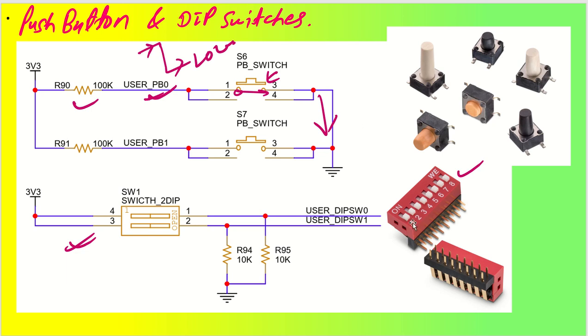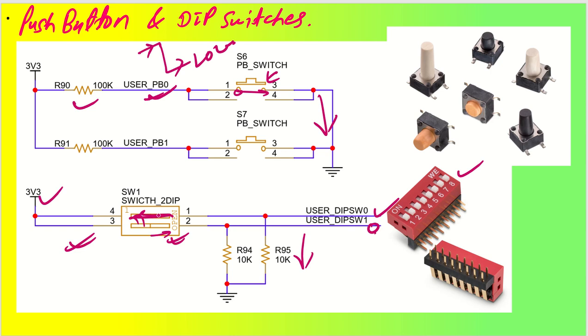Okay, so you can push up or down. If you push up, it will get connected. It means from here, right to left, if you push, it will get connected to 3.3. So this user DIP switch 0 will see high once you press this side. Or if you keep it this side, this will always be open, so it will be pulled down.